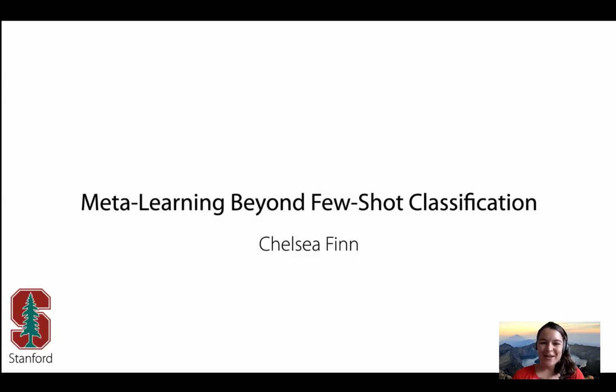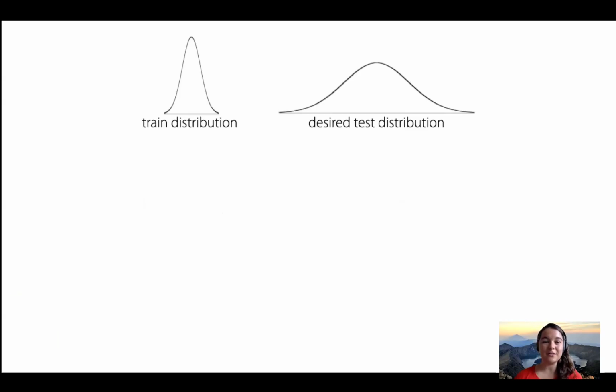So today I'll be talking about something that's a little bit different than what Brandon and Ricky talked about. And specifically, I'll be talking about meta-learning. And to motivate meta-learning, when thinking about how we might build generalizable models that can operate in the real world, I think we're often in a situation that looks like this, where our desired test distribution is much broader than the distribution of data that we may have data for.